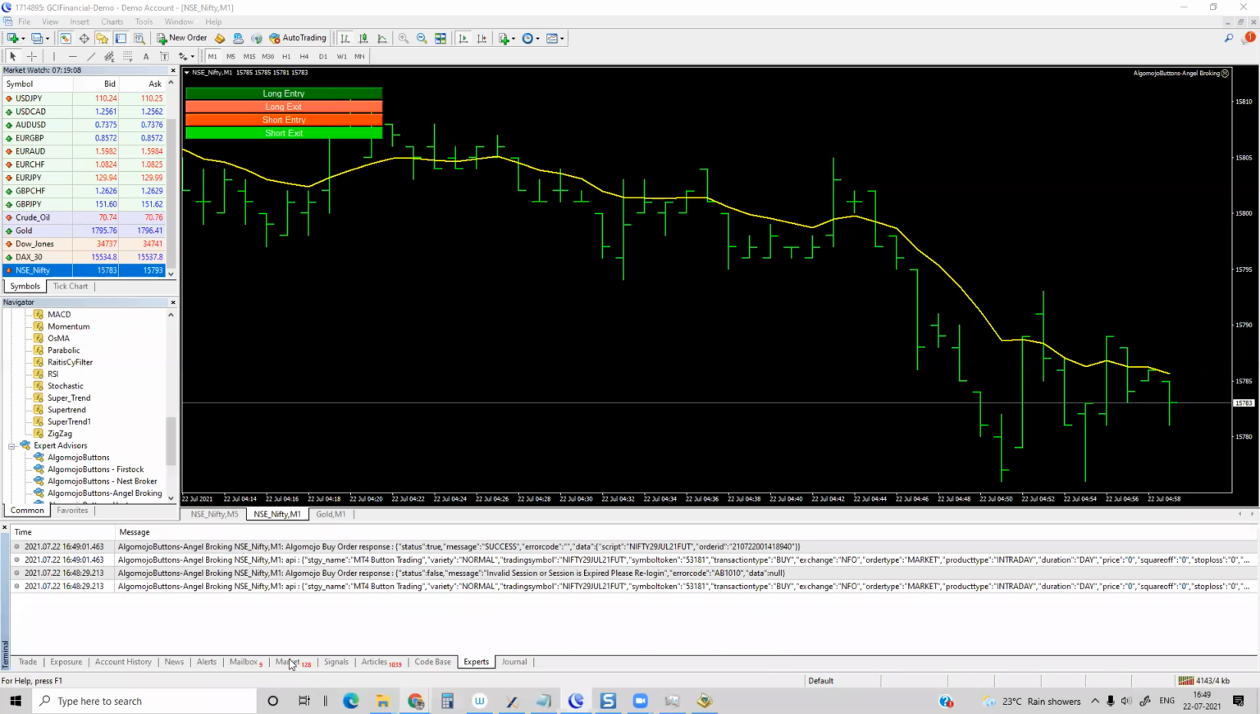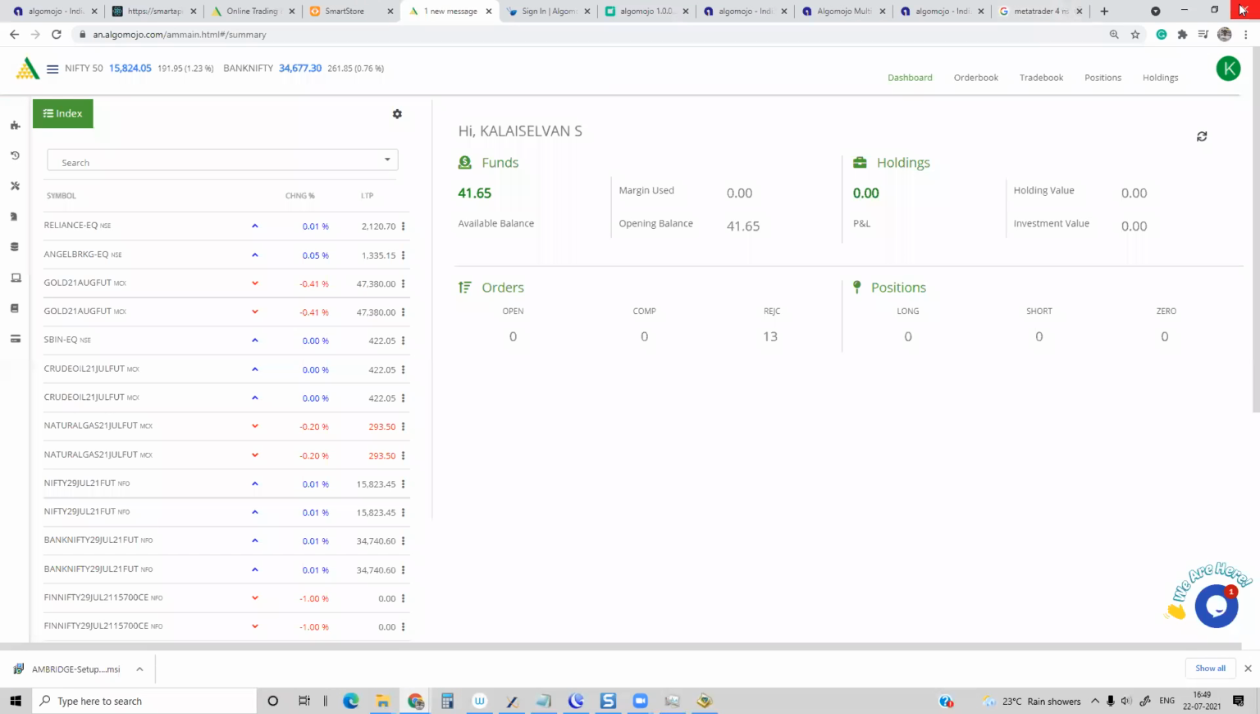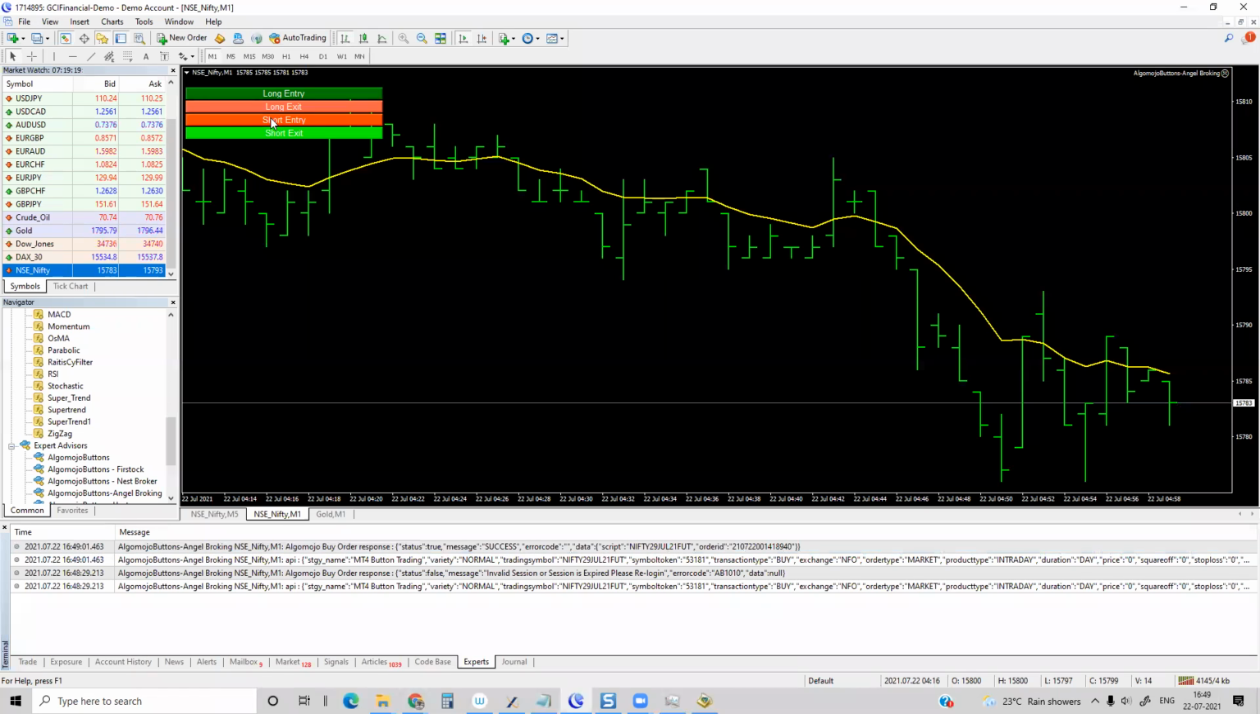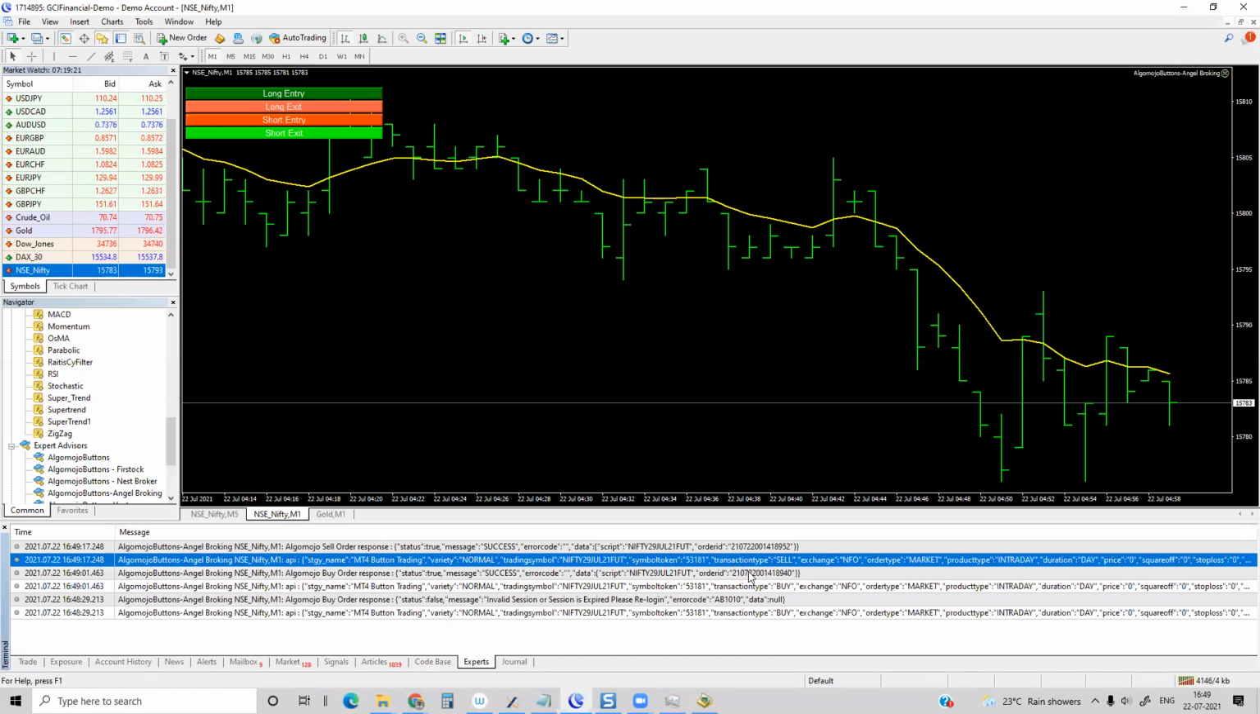What if I close the tabs? Let's say I'm closing the entire tab itself. What do you think? Will the order go through or not? Orders will still go through. I send an order, and you can see that the order ID is getting generated. That means the order is getting fired.